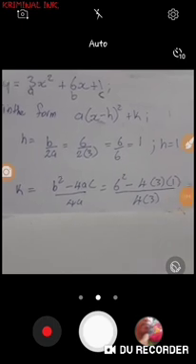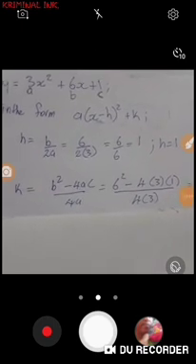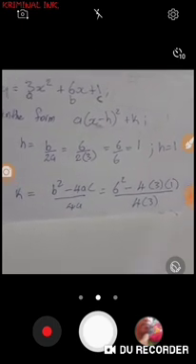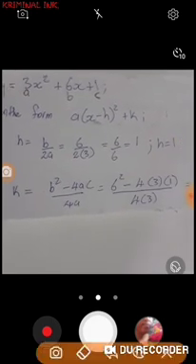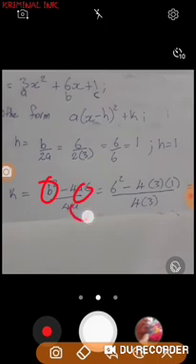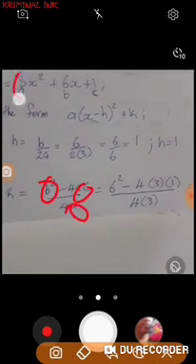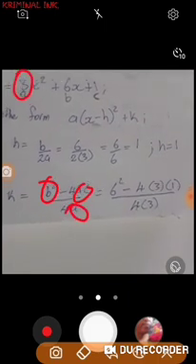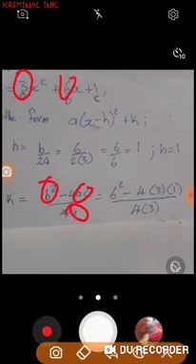When it comes to working with K now, it's the same substitution. All we need to know is where do we find that stuff? Where do we find B? Where do we find A? Same place up here. The numbers in front of x squared and the numbers in front of x, right?